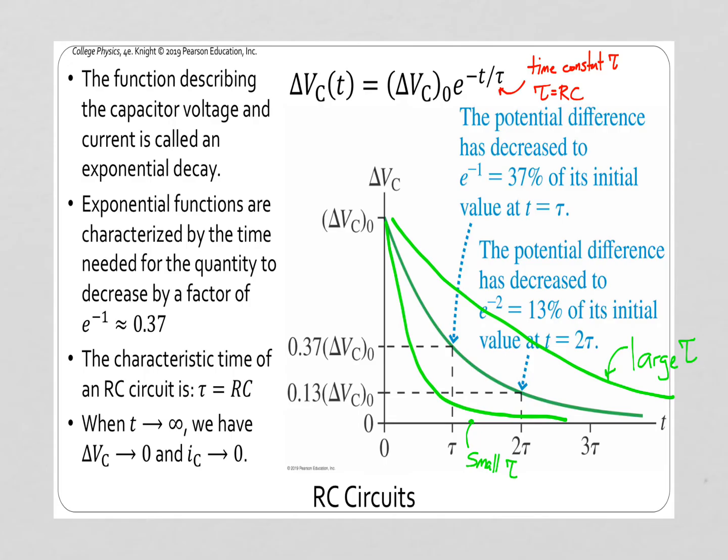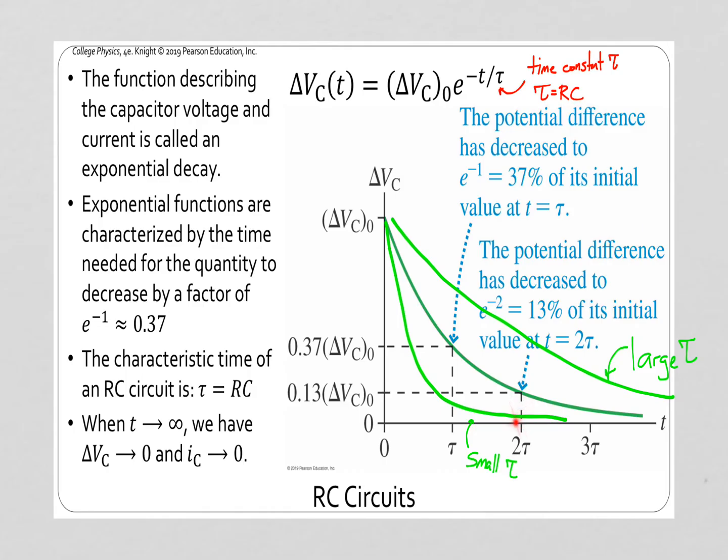The way that we measure the time constant is to find the point in time at which t equals tau, and your exponential term is e to the negative 1, which is about 0.37. So you look for when the value of the voltage, for example, falls to 37% of the original value. That should be one time constant.